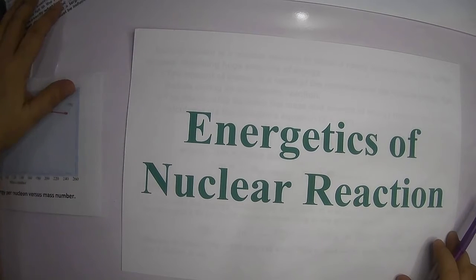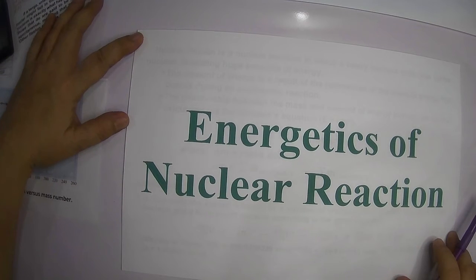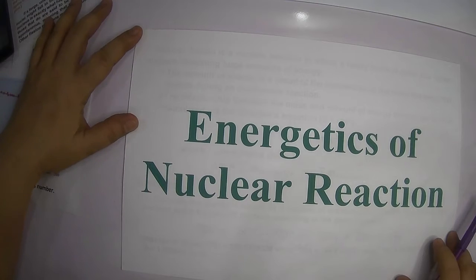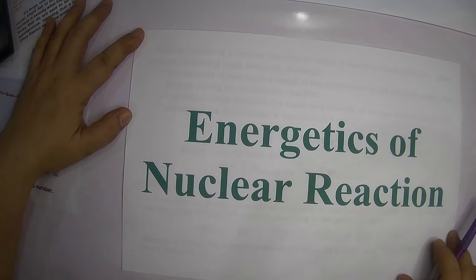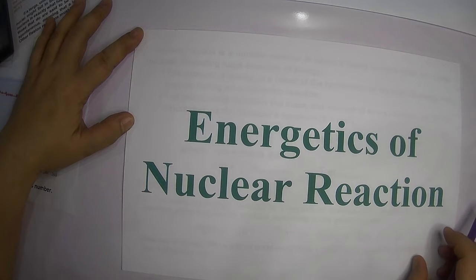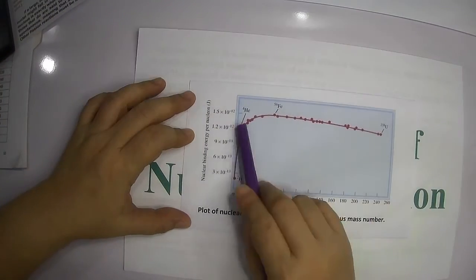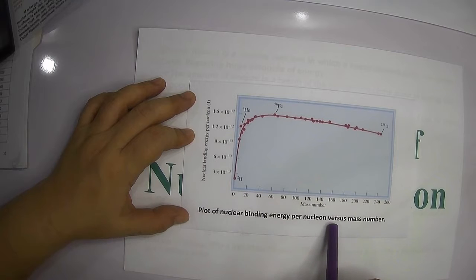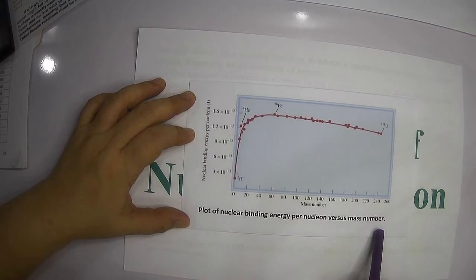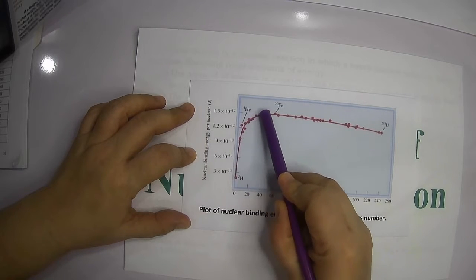Hello, welcome back to our discussion on the energetics of nuclear reaction. Earlier, we discussed the idea that fission and fusion both lead to more stable nuclei. In fusion, the lighter nuclei combine to form a heavier product, moving up towards the maximum in the nuclear binding energy plot. If you recall the graph illustrated here, the plot of nuclear binding energy per nucleon versus the mass number, as the mass number increases, the nuclear binding energy increases.